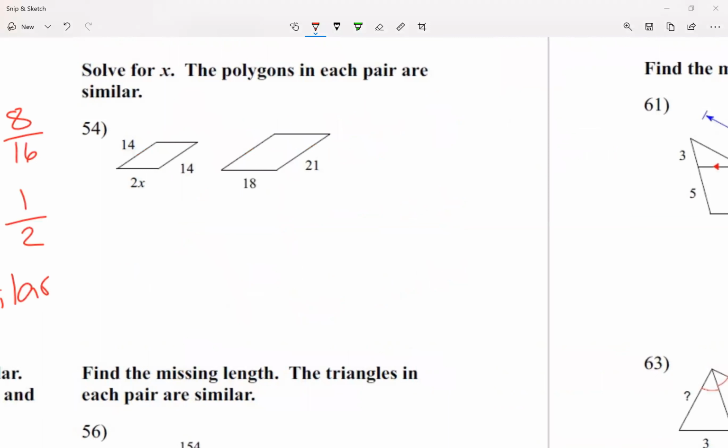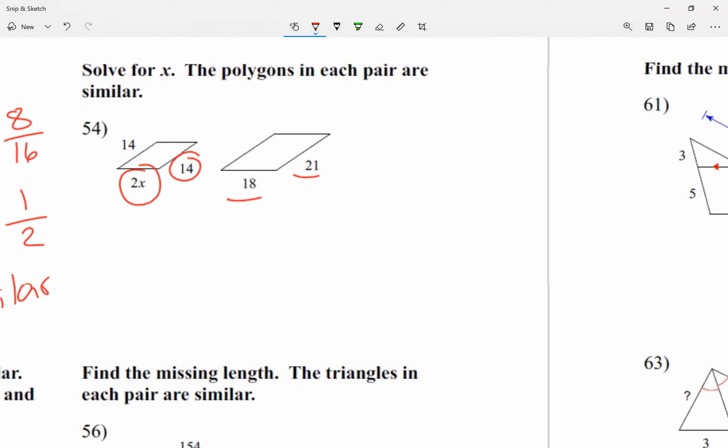Solve for x. The polygons in each pair are similar. Okay, so now we are told these polygons are similar. So I know the angles are equal, and I also know the sides are proportional. From one figure, I only need two numbers per figure. I might have more than two, but I only need two. From one figure, I'm going to use the one that has x because I'm solving for x. And I know 2x corresponds with 18. I'm also going to use 14, and I know 14 corresponds with 21.